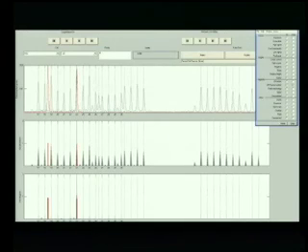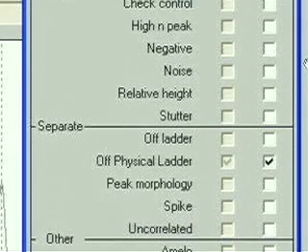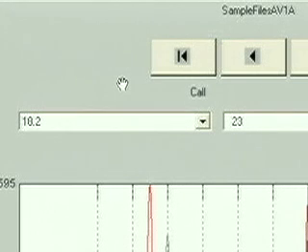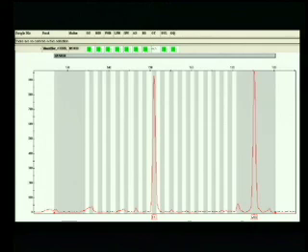Here's the exact same sample in True Allele System 2. In True Allele System 2, you'll see that the rule that has fired here is off physical ladder, but you will also see that the correct allele calls have been made in 18.2 and 23. In this example, we are looking at the results in GMapper ID. In GMapper ID, this particular result is an 11 greater than 16. That is a correct result, and you will see that no rule firings occurred with this particular example.